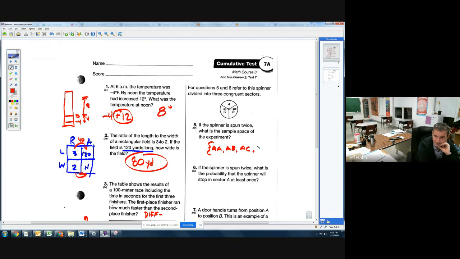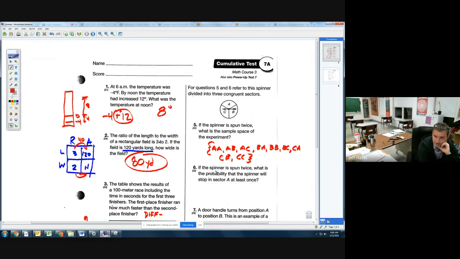But then I could spin a B first and then spin an A. I could spin a B first and get a B. I could spin a B first and get a C. Those are all the things that can happen when I spin B first, and then I have to spin C first. I can spin C first and get an A, C first and get a B, C first and then get a C. These are all of my possibilities. I have no other possibilities there. There are 9 of them, and that's the answer to number 5.